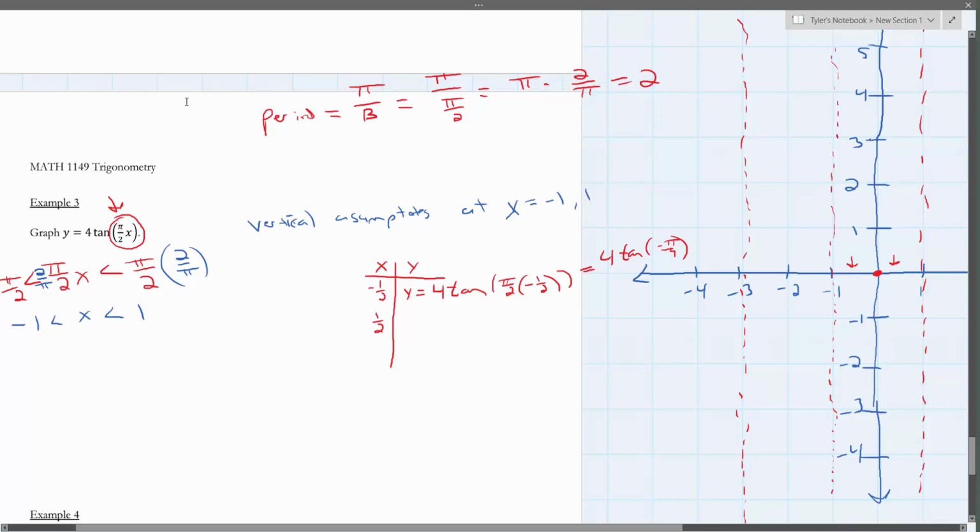Which is, so all students take calculus. Right, so negative pi over 4 is going to be down here. So my tangent value is going to be negative. And tangent of pi over 4 is 1, right? So this would equal 4 times negative 1, which is negative 4.